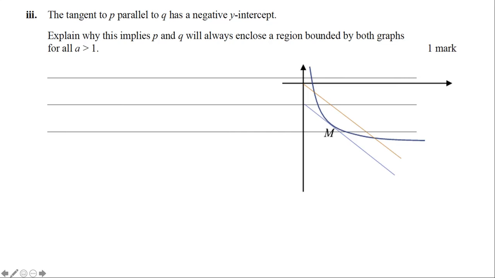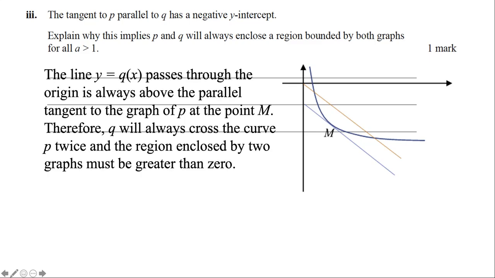You know, this orange line represents the Q of X, right? And this curve is P of X. From the previous part, we know M is the tangential point on the graph of P. This tangent line has a negative y-intercept. As long as this tangent line has a negative y-intercept, it must lie below this orange line, which is Q.